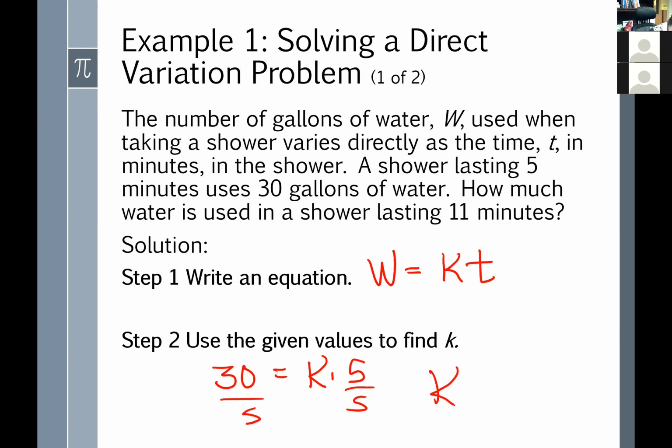So K is 6. How much water is used in a shower lasting 11 minutes? So now we can write the equation. The equation will be W equals 6 times T. And now if T is 11, you use 66 gallons of water.